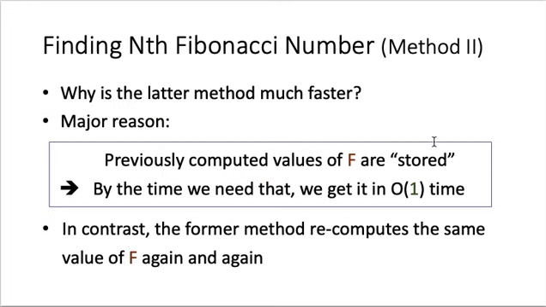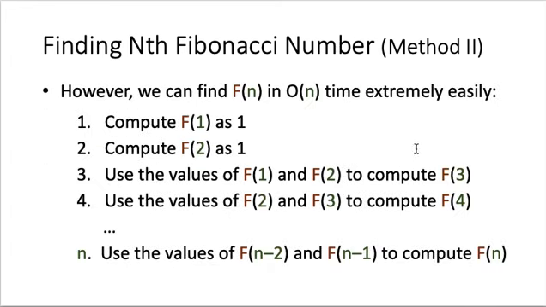Now we will see that this latter method is much faster. The earlier method runs in exponential time, but the latter method runs in linear time only. Now the major reason that it is faster is because we have stored the previously computed values. So, for instance, by the time we want to compute f3, we assume that f1 and f2 are already there, and we have already stored them. So immediately we can add them and get f3.